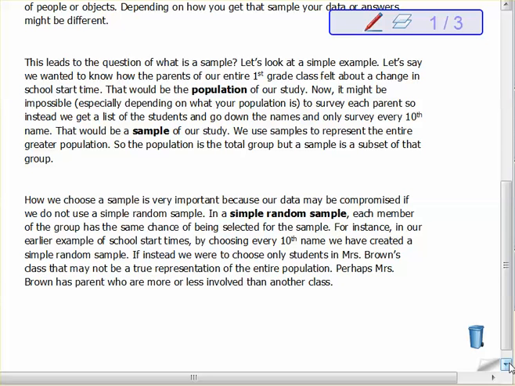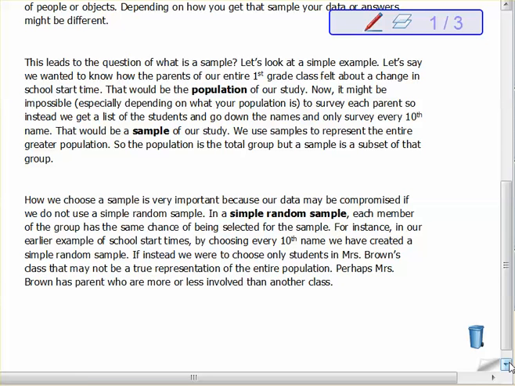For instance, whenever we just talked about our school start time scenario, I decided to choose every 10th name on the alphabetical list. That is a simple random sample because each person has the exact same chance as the other person of getting selected. I just went and chose a random number to select of those students. If, on the other hand, we were to decide to survey everybody in Mrs.